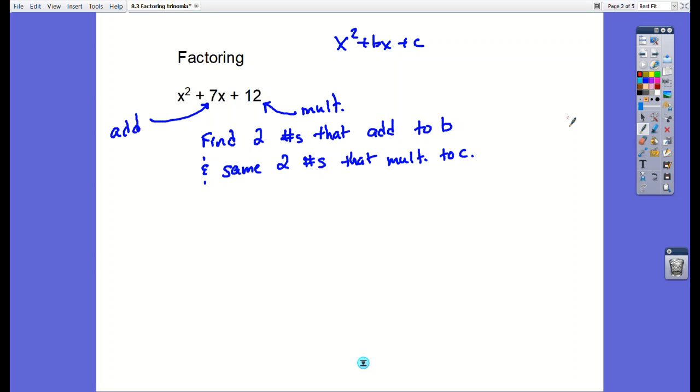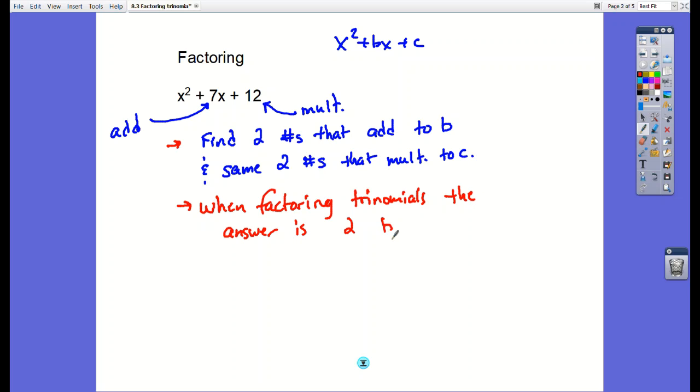Right? So call these numbers out again, we just came up with them. 3 and 4. So then one other piece that we need to mention here is that when factoring trinomials, the answer is two binomials. Right? Factoring means undo multiplication. So in this case, we are undoing FOIL, and when we use FOIL, it only works with two binomials.